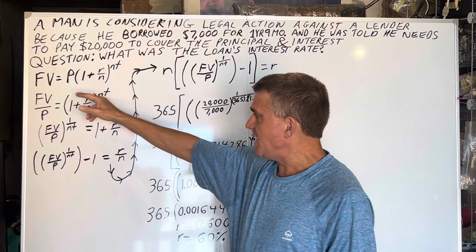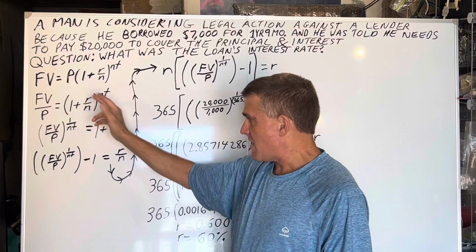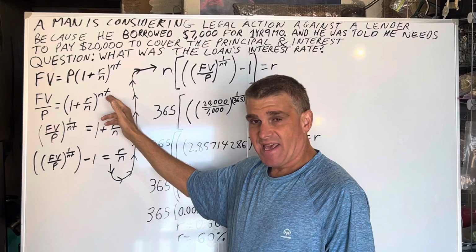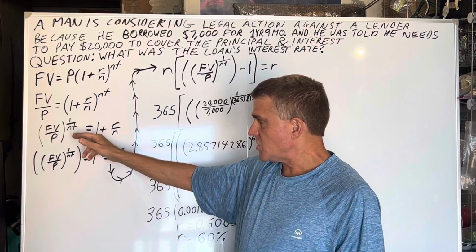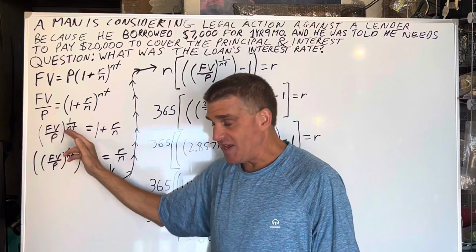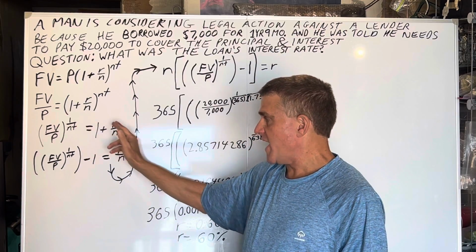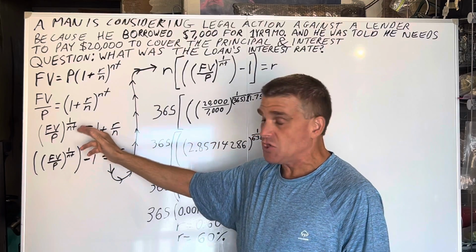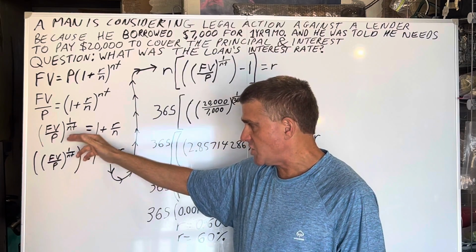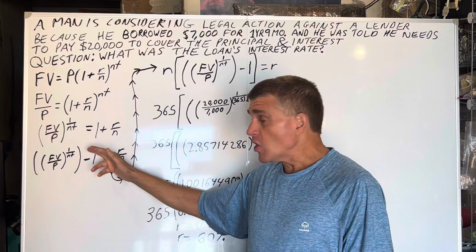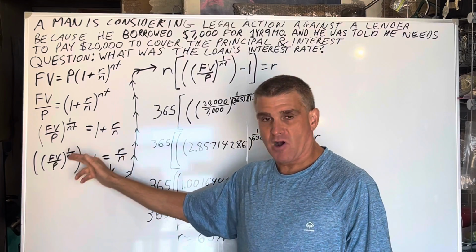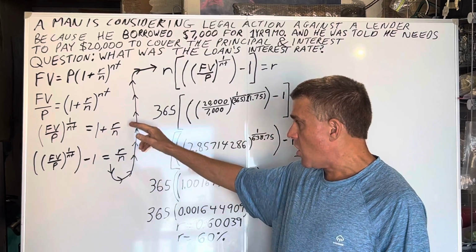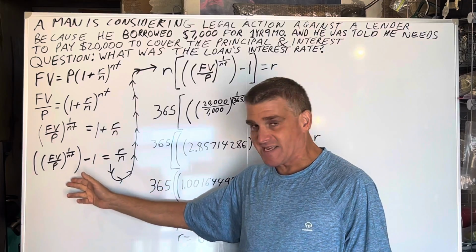So we would divide each side by P, having this. Then, in order to get this exponent NT out of the way, we're going to multiply each side by the inverse of the exponent, 1 over NT. So that clears out the exponent on the right side and gives us a new exponent on the left side, which is 1 over NT. Then we're going to subtract 1 from the right side, and also the left side, to isolate it down to R over N. And what we have is this on the left side.